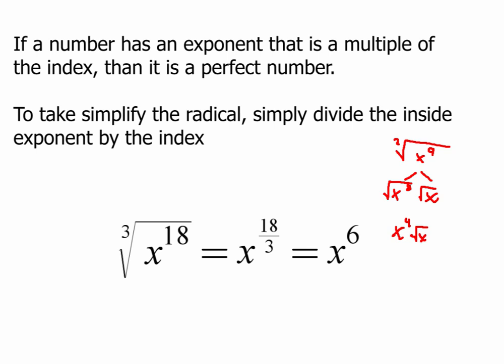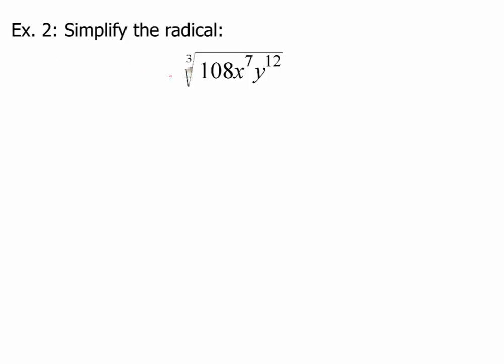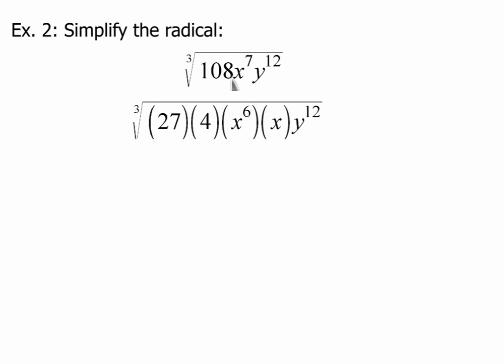So let's apply this to an example. Okay, it says simplify this radical. And I've got the cube root of 108, x to the 7th, y to the 12th. So this is going to take quite a bit of stuff to do. First off, we want to break these numbers down. So I'm going to work with 108. All right, so the biggest perfect cube that goes into 108 is 27. And 108 is 27 times 4, so I can split this up into 27 times 4.